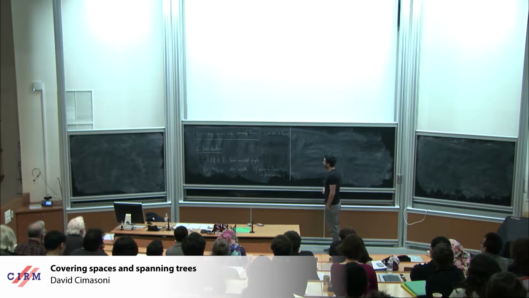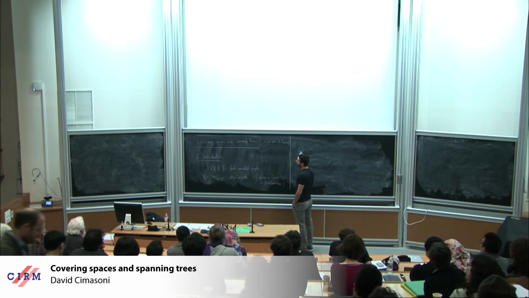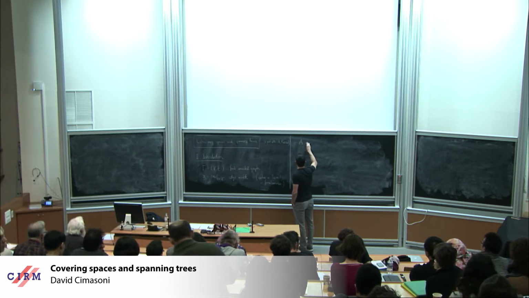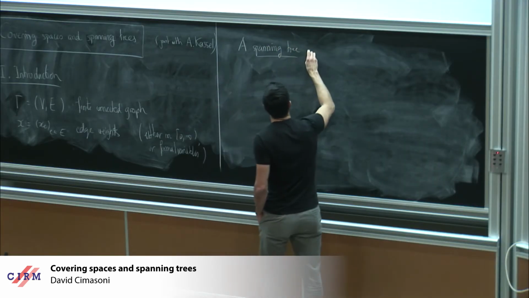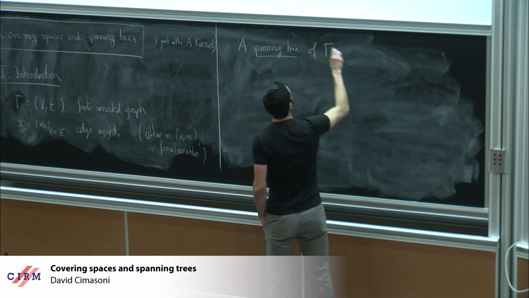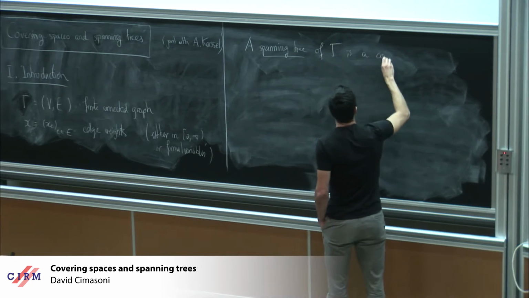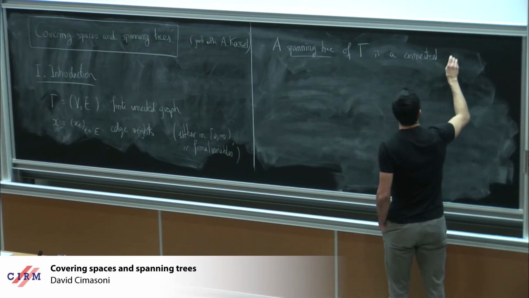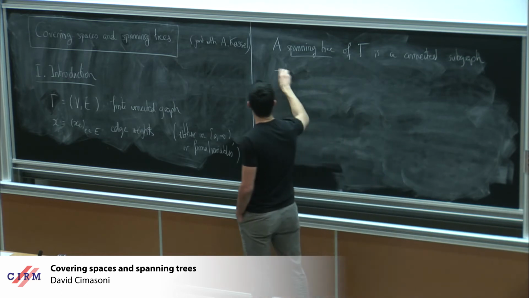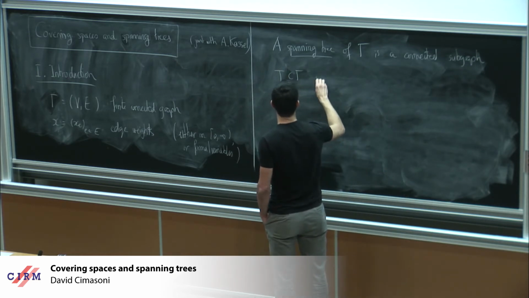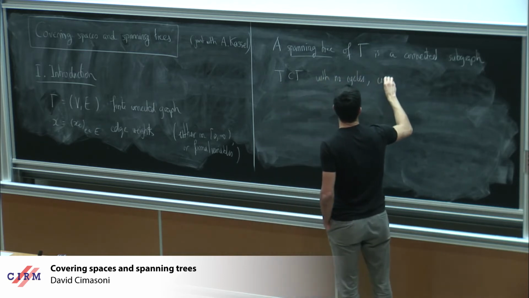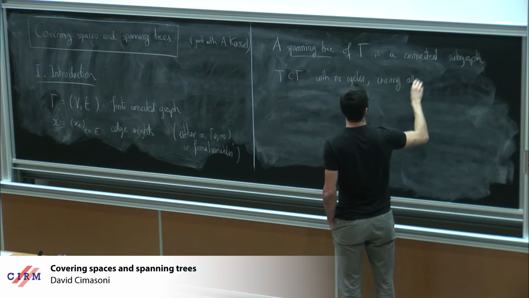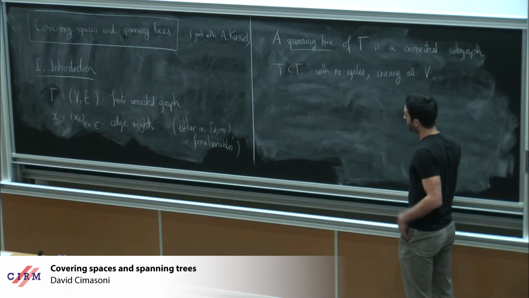Okay, let me just recall what you all know, that is the definition of a spanning tree. A spanning tree of gamma is a connected subgraph T of gamma with no cycles, and that is covering all the vertices. Okay, this you all know.